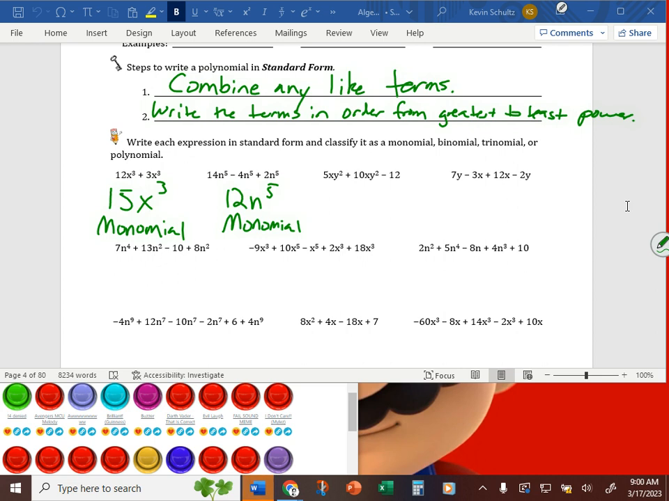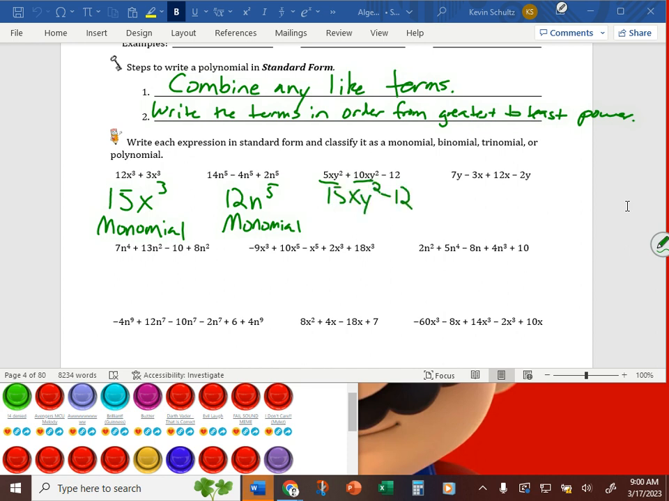Are these two terms here, 5xy squared and 10xy squared, like terms? Yeah, they are. Same variables, same power. Whatever that is, we got 5 of them. We get 10 more of them. How many xy squareds do we have in all? 15 of them.